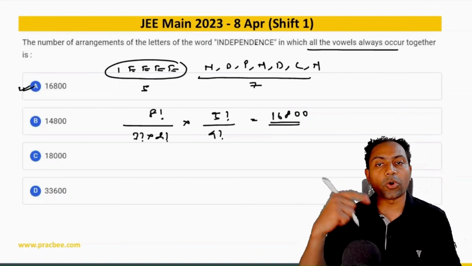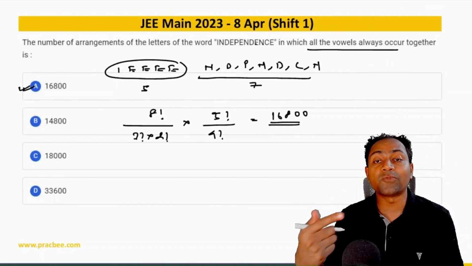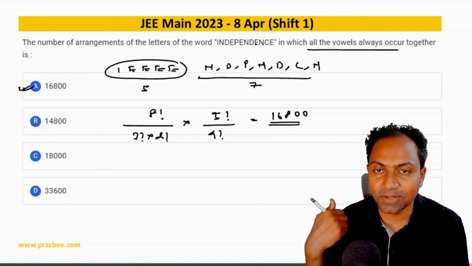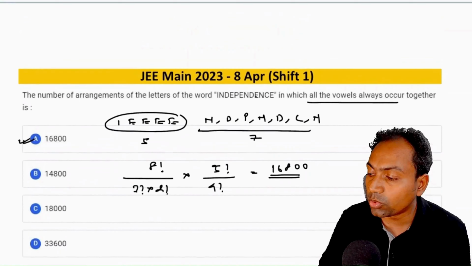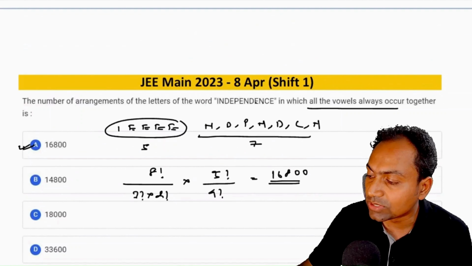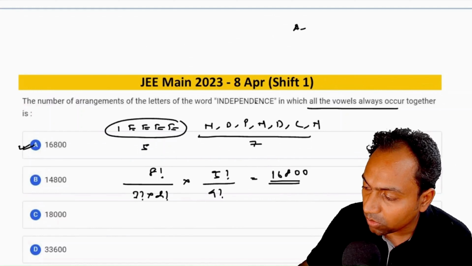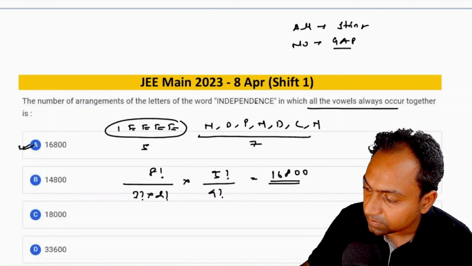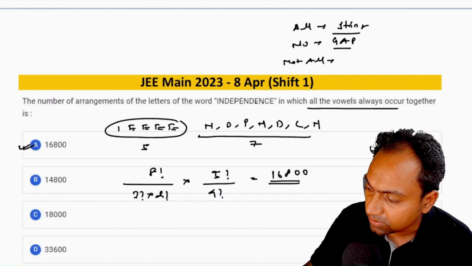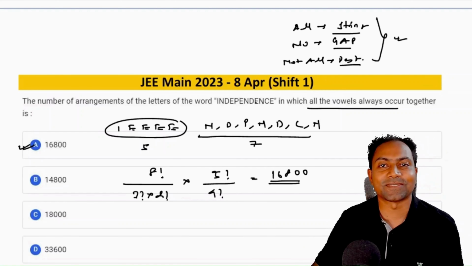Whenever the question talks about all vowels together, we have to use the string method. Whenever they say that no 2 vowels together, in that case use the gap method. So all together would mean the string method, no 2 would mean using the gap method. And if the question talks about not all, then use the destruction method. So this is a very small pointer, very important in solving questions.